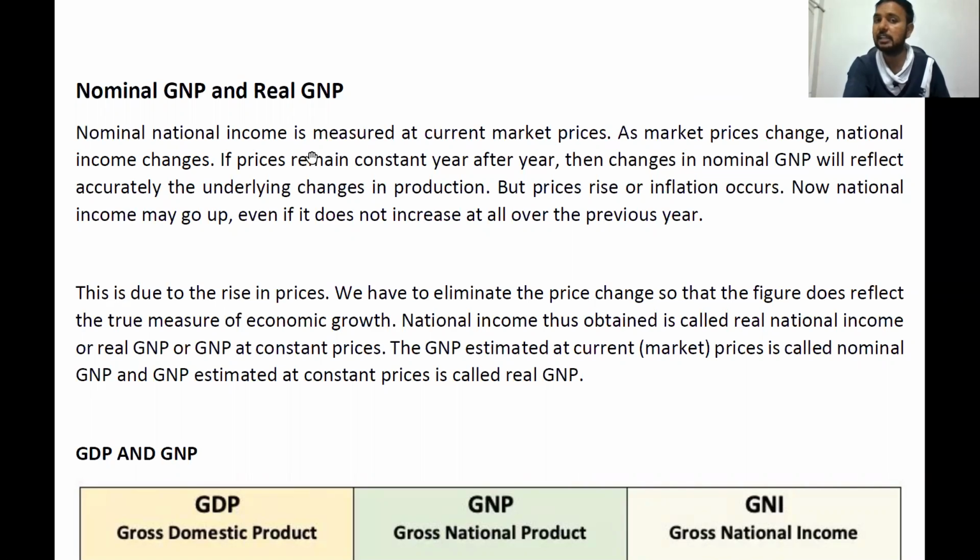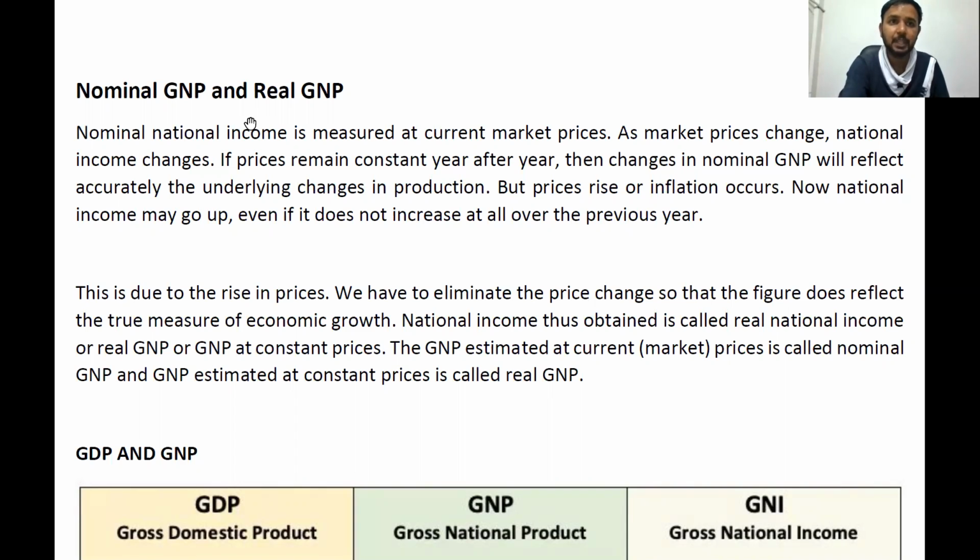Guys, nominal national income is measured at current market price. Means in a year, whatever production of goods and services has been done, when we multiply that production with the current market price, then it will be considered as nominal GNP. Again I will say, whatever the production of goods and services in a year in a country, multiplied with current market price, gives us nominal GNP.